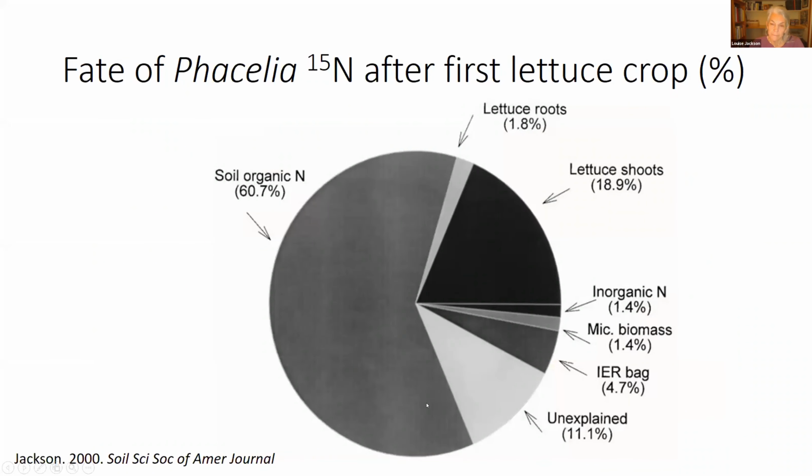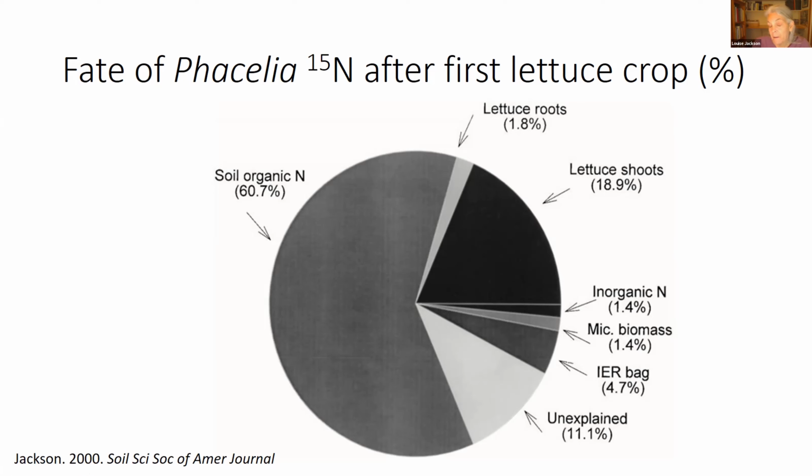Well, you just saw this slide, so I will go over it again. It's always good to get some repeat on these talks. This is the amount of nitrogen-15 from the Phacelia that was in the first lettuce crop. So 60% was still in the soil organic pool, 20% went into the lettuce, very little in the inorganic and microbial biomass, about 5% was leached to 2-foot depth, and about 11% was unexplained.